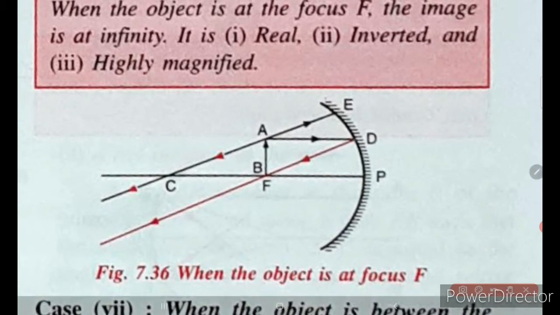The object is kept on the focus, again using the first convenient ray, which is a ray parallel to the principal axis. After reflection it must pass through the focus, and the other ray which is taken here is incident in such a way that it gets reflected along the center of curvature.